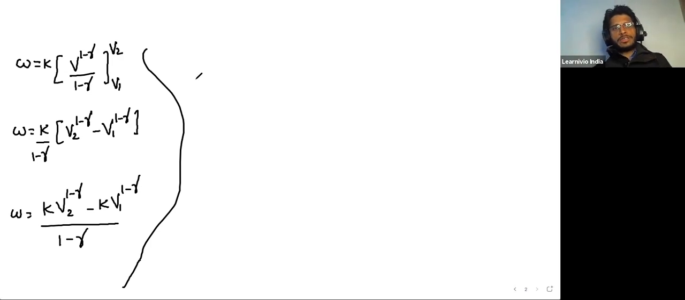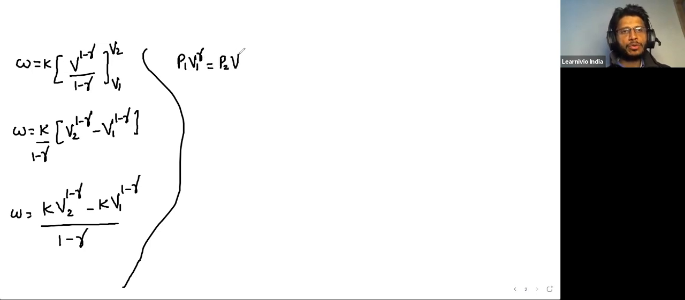Next, what we can do is, instead of this K, I can substitute P and V. So I can write P1 V1 to the power gamma is equal to P2 V2 to the power gamma, which is equal to K. So instead of this K, I can write P2 V2 as well as P1 V1.